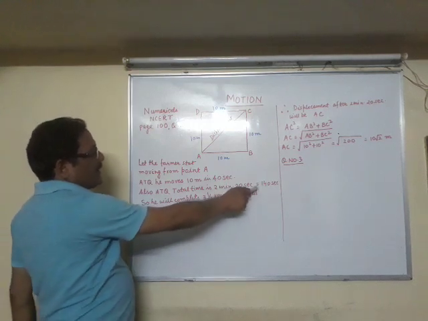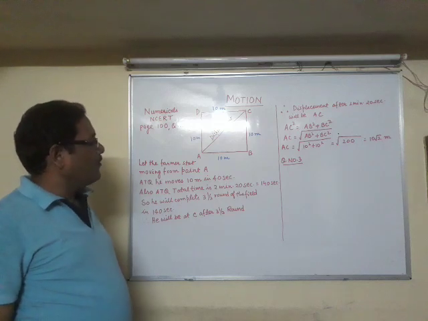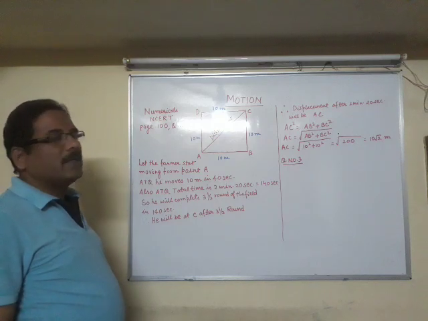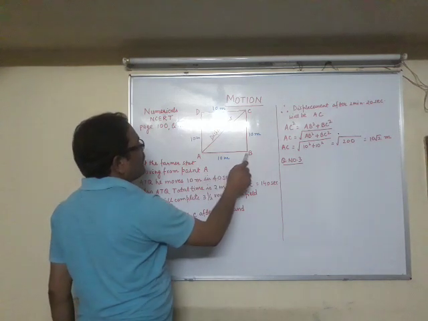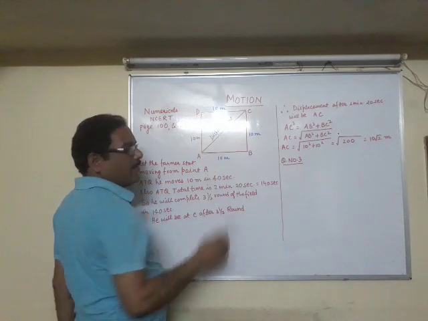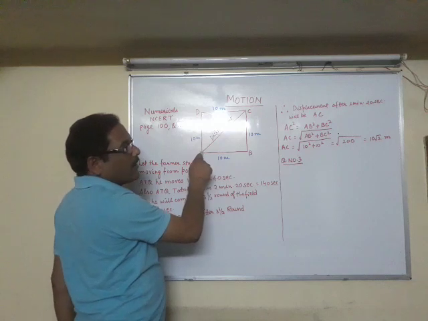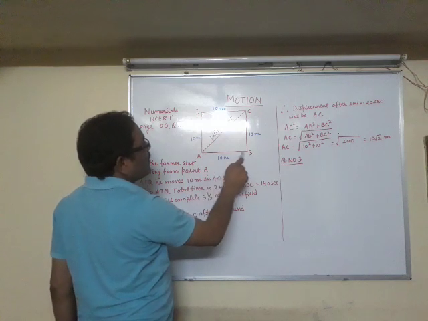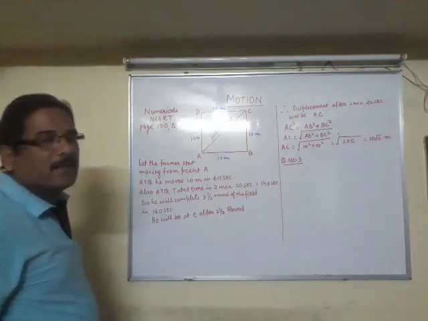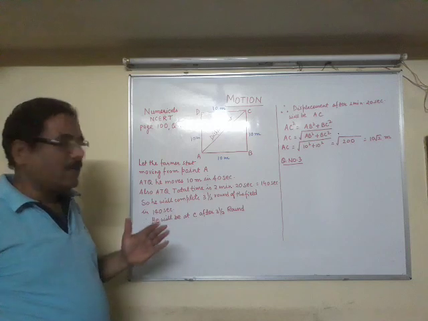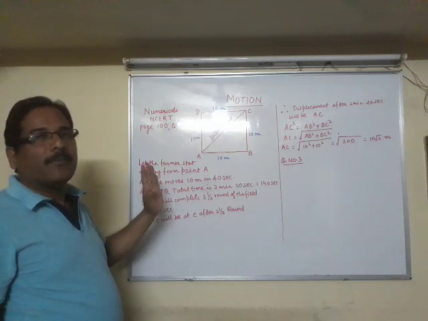So 2 minutes 20 seconds means 140 seconds. In 140 seconds, how many rounds will he complete? In 40 seconds, he starts moving from A and comes back to A. Second round, again 40 seconds, so 40 plus 40 is 80 seconds. Third round, start from A, come back to A, 40 seconds. So 40, 40, 40, that is 120 seconds. In 120 seconds, 3 complete rounds.